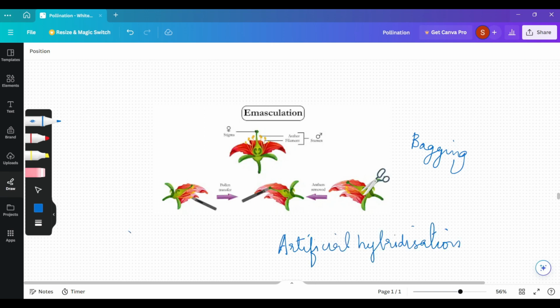In case the female plants have unisexual flowers, then there is no need of emasculation. Emasculation is not necessary. We conduct only bagging there so that we can protect the stigma from being contaminated by the pollen from undesirable plants.